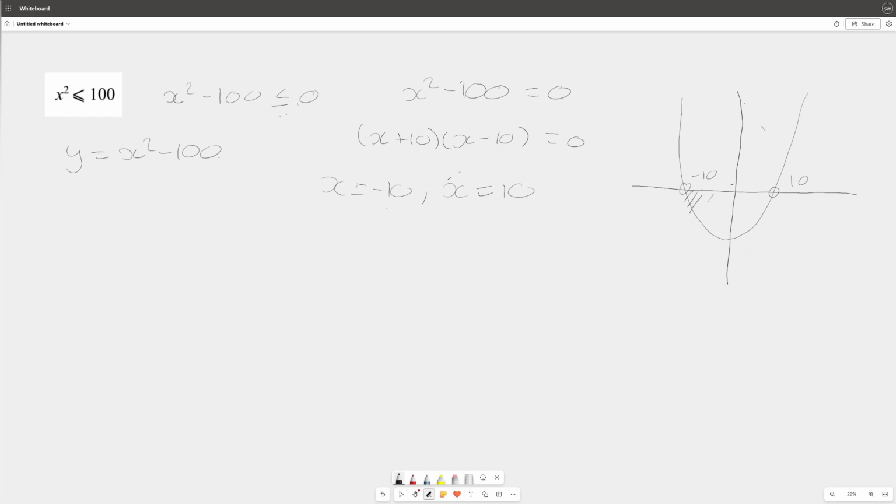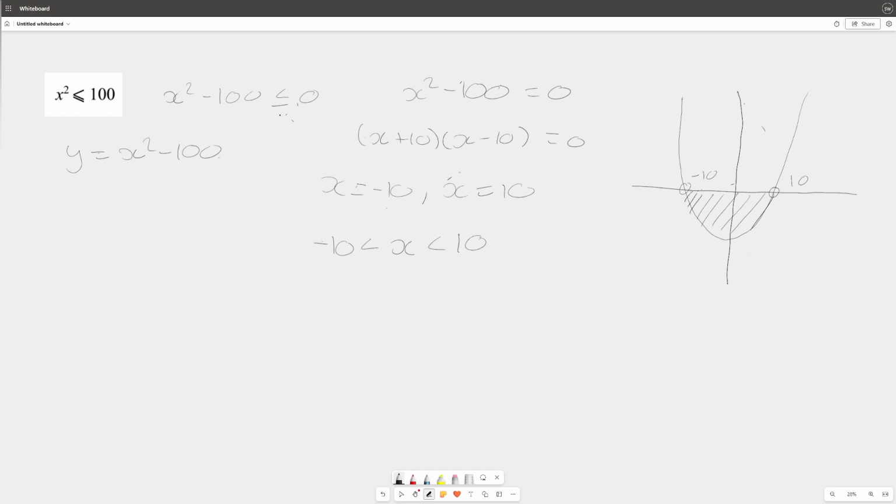Of course, that is going to be this area here under the x-axis, since this is where this graph, x squared minus 100, is less than or equal to 0. And that is for any x value between minus 10 and positive 10. So we can say that between minus 10 and positive 10, we are going to have our answers.